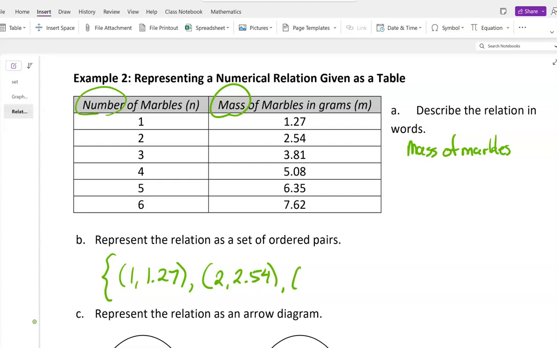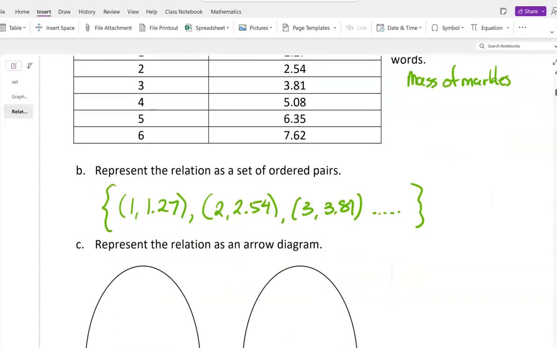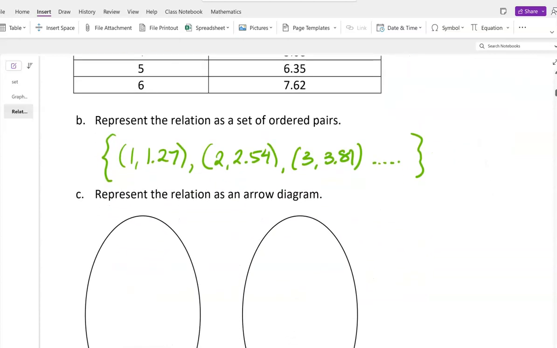The next one would be 3, 3.81. And you get the idea. Okay, again, an arrow diagram. Well, this time there is no sort of overlap. Each one has its own specific path to follow here.